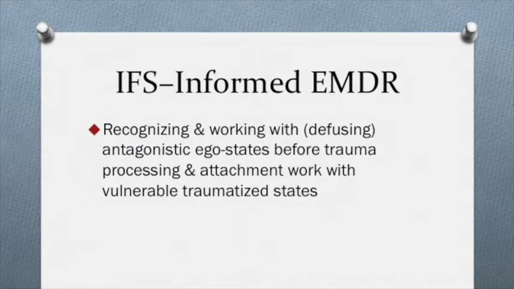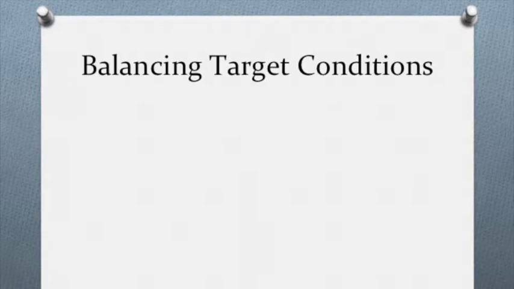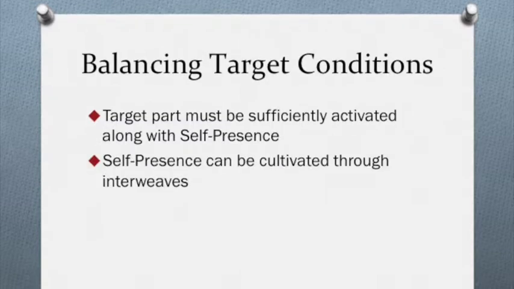It also involves recognizing and working with, or diffusing, antagonistic ego states before trauma processing and attachment work with vulnerable traumatized states. Polarization between conflicting ego states blocks self-presence, and self-presence engages the adaptive information processing system. When balancing target conditions, the target part must be sufficiently activated along with self-presence. Self-presence can be cultivated through interweaves.